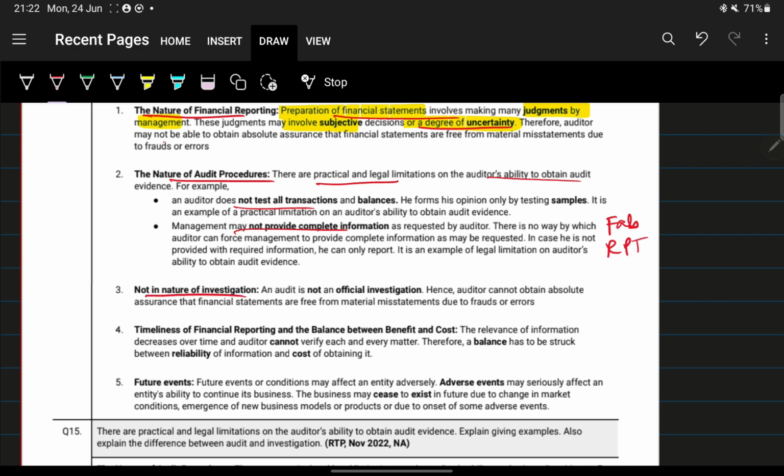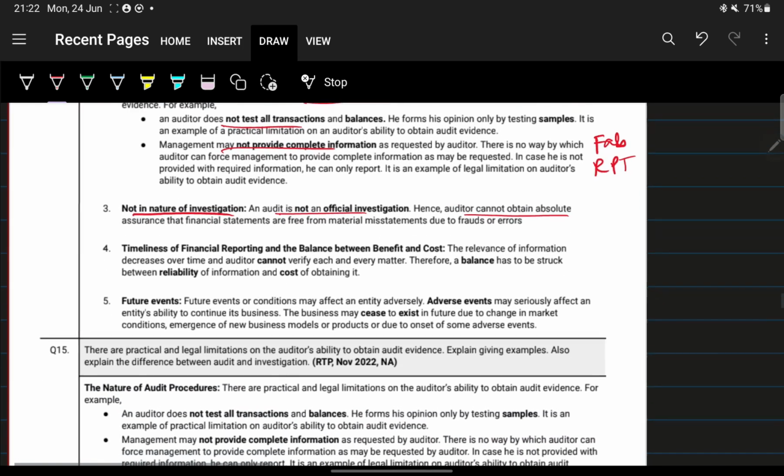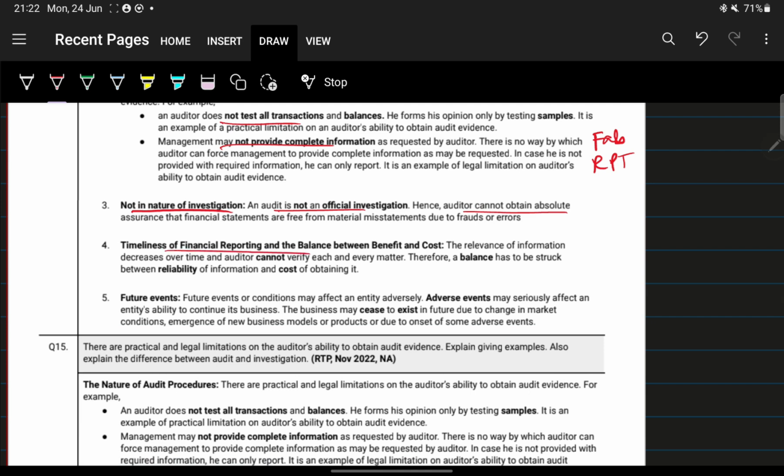Next, not in the nature of an investigation. Audit is not an official investigation, therefore auditor cannot obtain absolute assurance. Next, timeliness of financial reporting and balance between benefit and cost. The relevance of information decreases over time, and auditor cannot verify each and every matter.